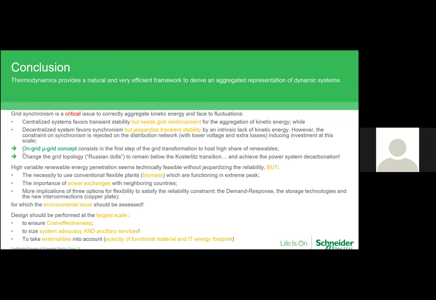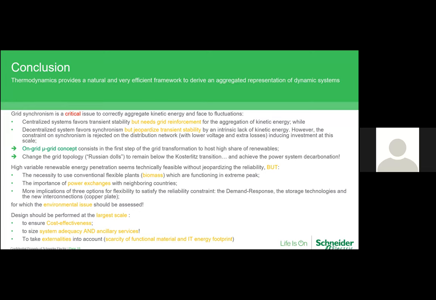But what is the one transformation under action today is to go from a very pyramidal umbrella grid to a transformation to a Russian doll with a cluster grid. And this is justified by these two previous properties.